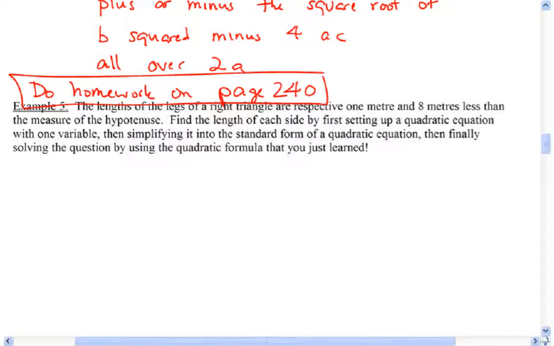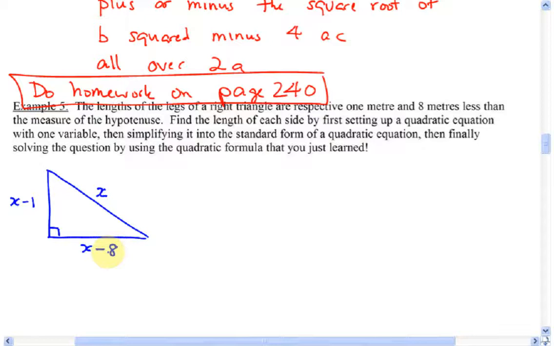It says the lengths of the legs of the right triangle. So can you please draw a right triangle here? Okay. And notice one of them is 1 meter, and the other is 8 meters less than the measure of the hypotenuse. So if I call the hypotenuse x, one of them is 1 meter less. One of them is 8 meters less. So we'll have the two expressions like that, x minus 1, x minus 8.